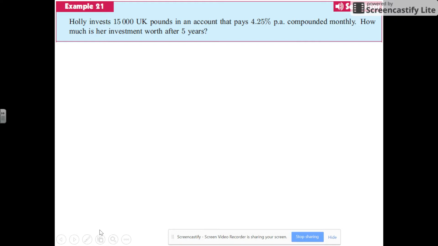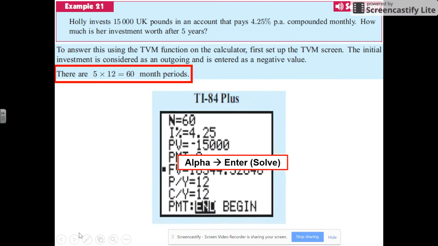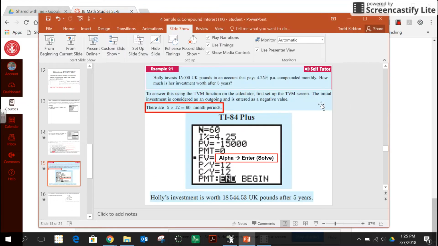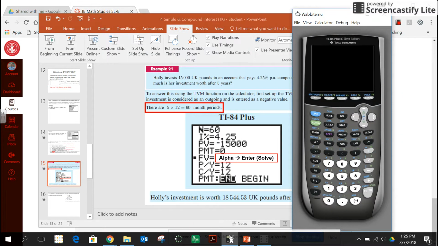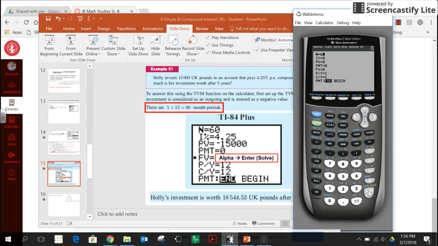Okay, so she has 15,000 invested, compounded monthly. How much is her investment worth after 5 years? So using your TVM solver, you open it up. This is the stuff that you enter. And I'm going to pull this up here on the calculator and put it in so you can see it. So I go to apps, finance, and I'm going to enter 60 compoundings.